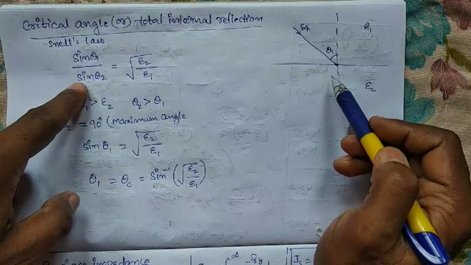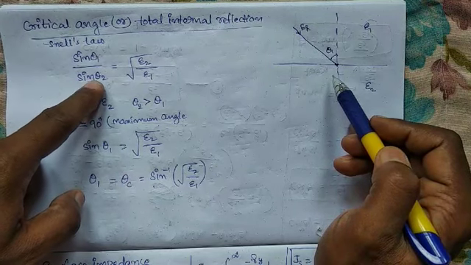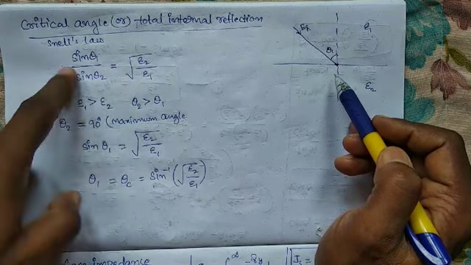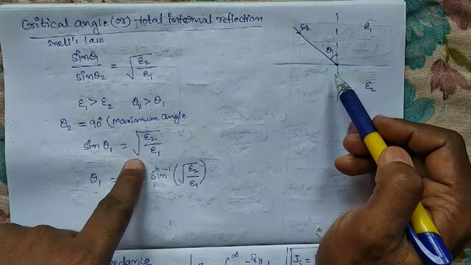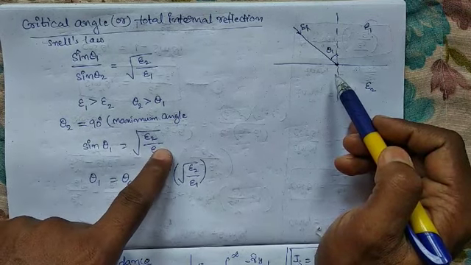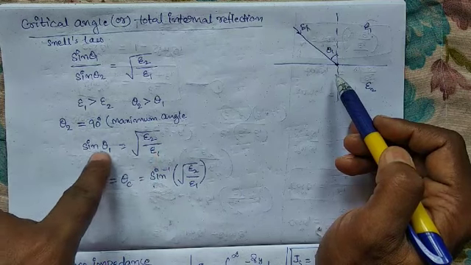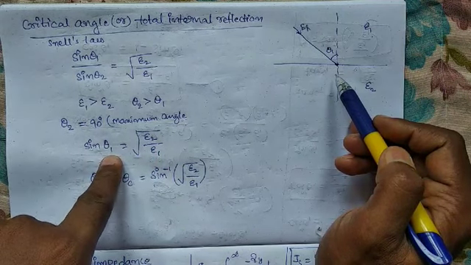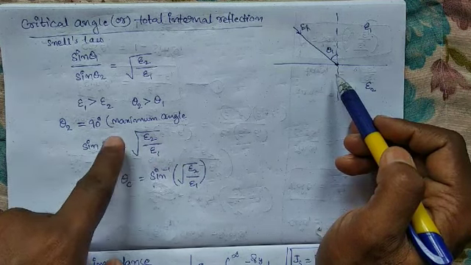We are substituting 90 degrees in this equation. Sin 90 is 1. Here sin theta 1 is equal to what? Square root of epsilon 2 by epsilon 1. Now we are determining theta 1. This theta 1 is the critical angle.